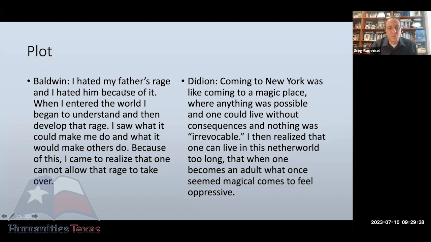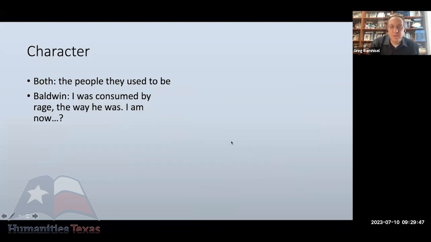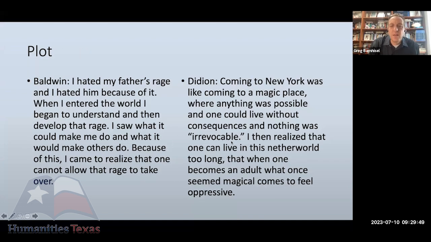Didion's essay is structured the same way. Coming to New York was like coming to a magic place where everything was possible and one could live without consequences and nothing was irrevocable. I then realized that one can live in this netherworld too long, that when one becomes an adult, what once seemed magical now comes to seem oppressive. So plot brings us there.